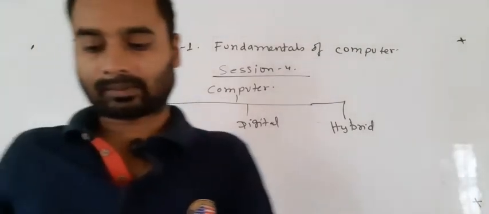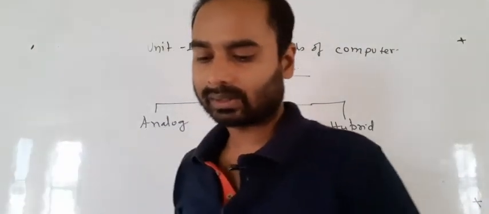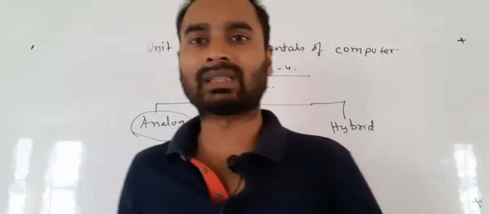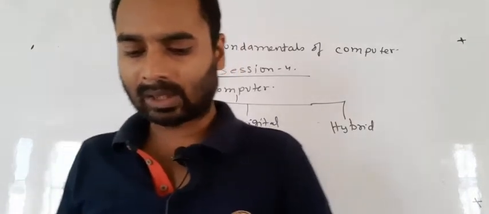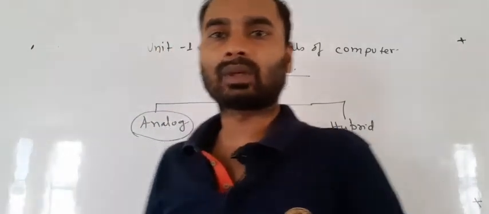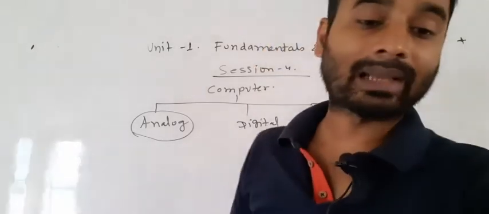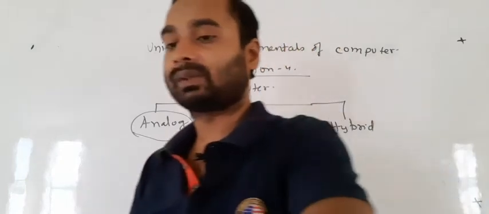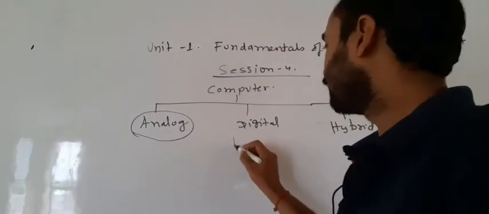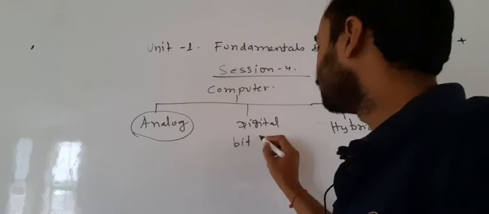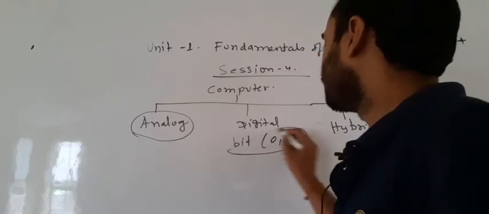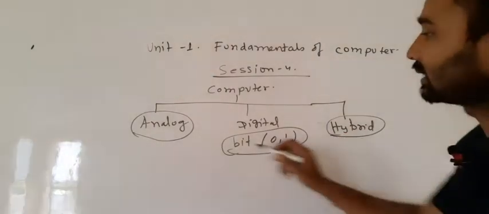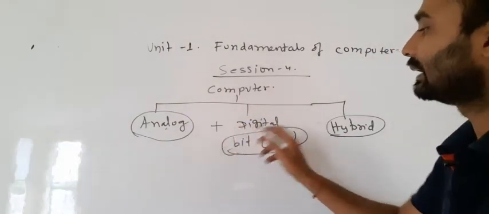But what actually are analog computers? Analog computers basically perform numerical and mathematical operations, while digital computers work on the basis of bits. Digital computers generally use bits, meaning 0 and 1 format. And a hybrid computer is the combination of analog and digital computers.